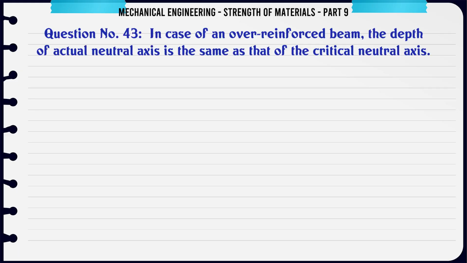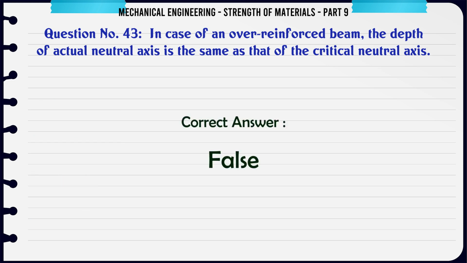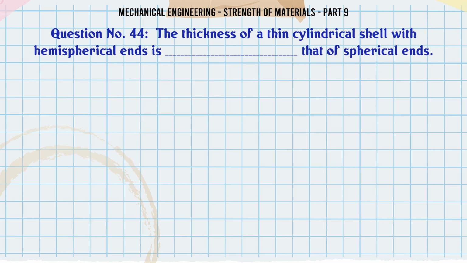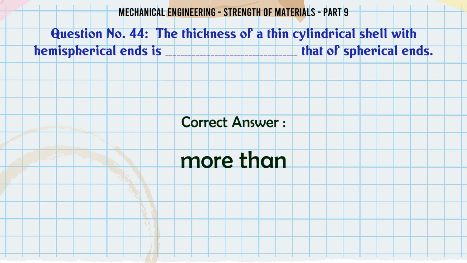In case of an over-reinforced beam, the depth of actual neutral axis is the same as that of the critical neutral axis. A, true, B, false. The correct answer is false. The thickness of a thin cylindrical shell with hemispherical ends is that of spherical ends. A, equal to, B, more than, C, less than. The correct answer is more than.